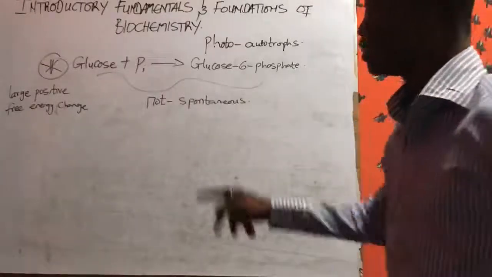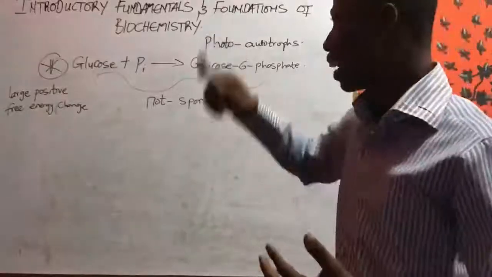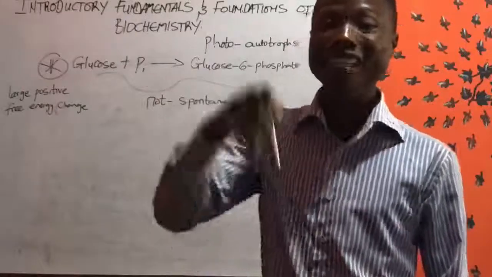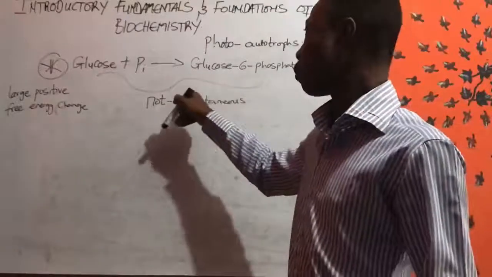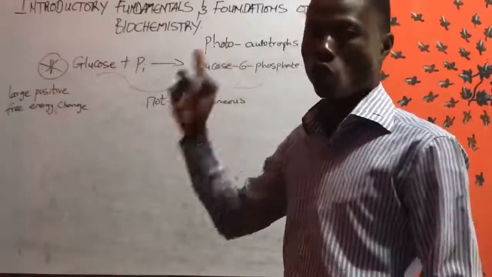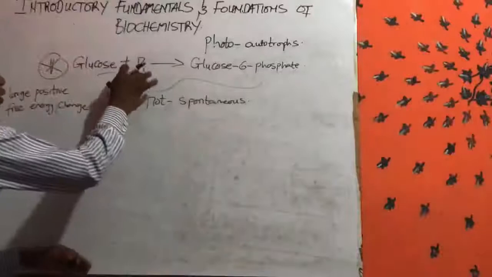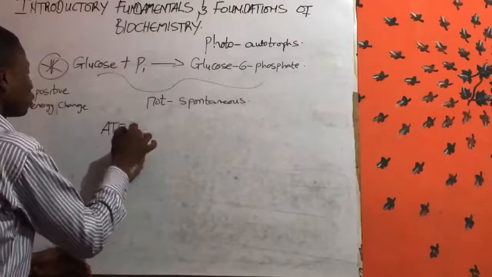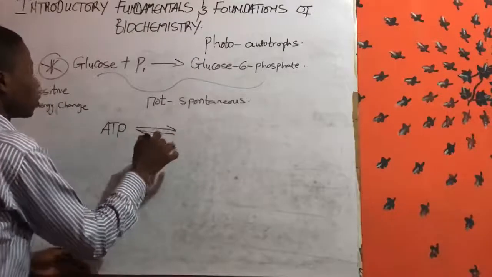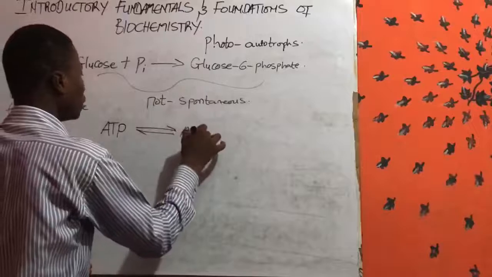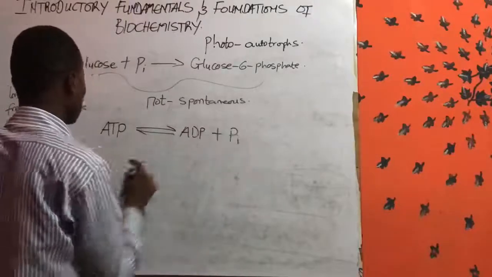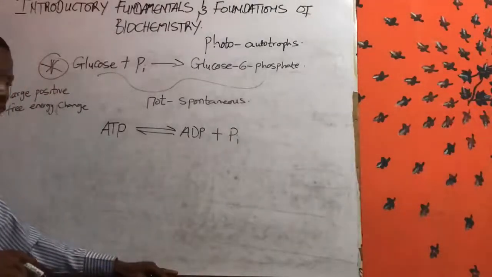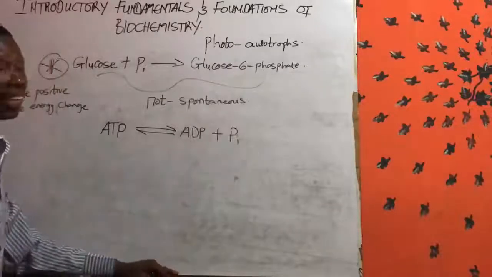I'll go through that again. The free energy that the reaction with the large negative free energy change is having, I will now use it to drive my previously non-spontaneous reaction to spontaneity. Now, what do I mean? Look at this. For me to drive this, the reaction I will use is this: ATP split into ADP plus inorganic phosphate. My ATP here means adenosine triphosphate. My ADP here means adenosine diphosphate. My Pi here means inorganic phosphate.